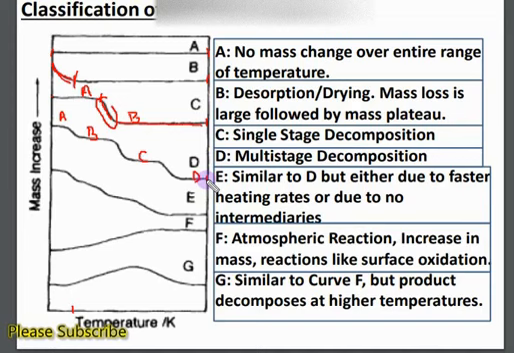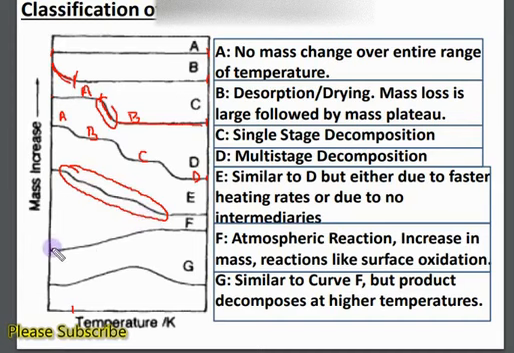If we look into curve E, this is similar to D, but it is due to faster heating rates, or due to no intermediate phases, or the intermediate phases are not stable as in the above one. So mainly we can say that a higher heating rate could be the main reason for this type of curve, multi-stage decomposition.